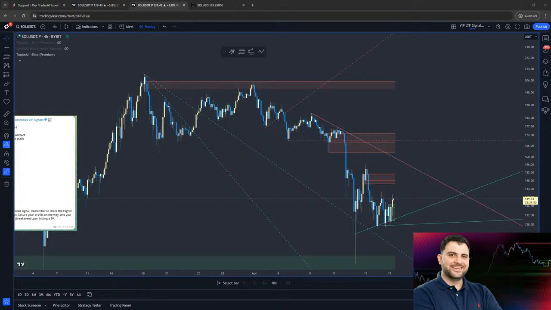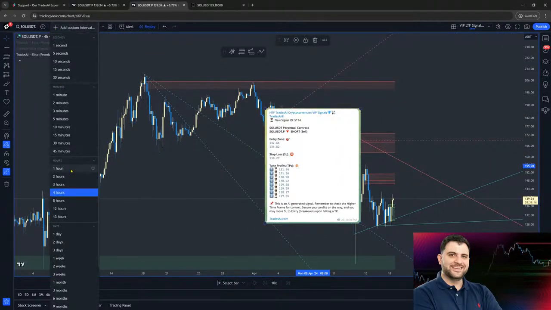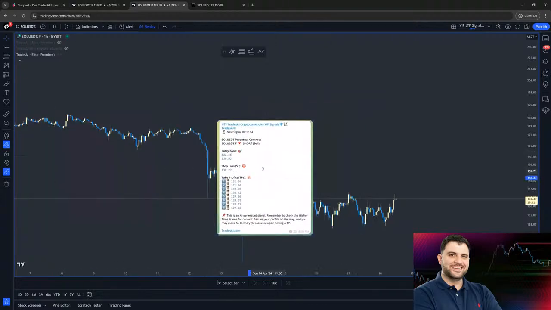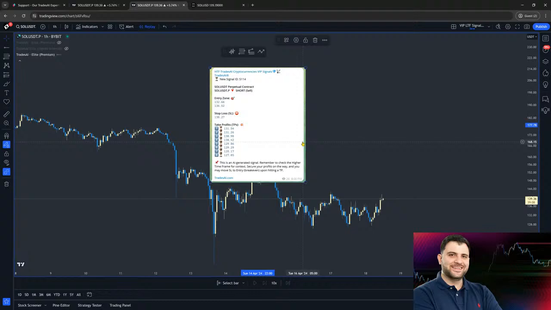Perfect. So now let's jump into the final section of this stream and do a live example of executing an actual trade. So let's actually execute this trade, which was on the 1 hour Solana. Well, I mean, this is an old trade. I just wanna use it as an example.